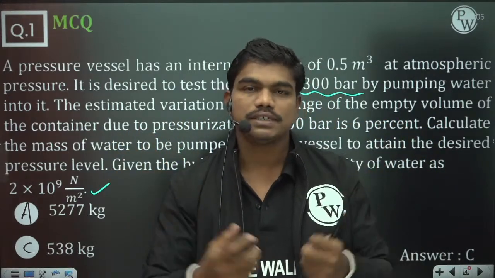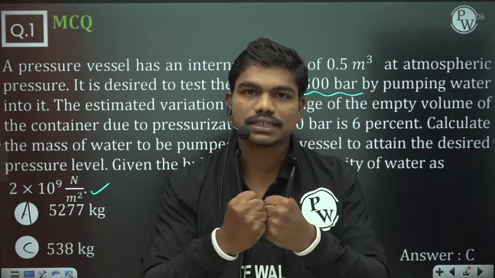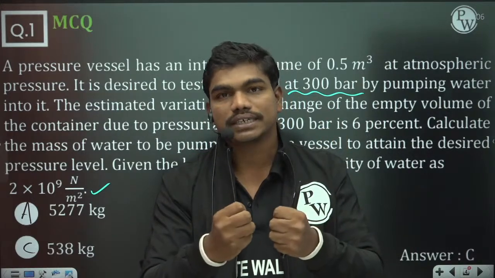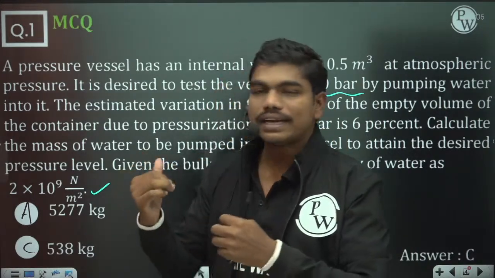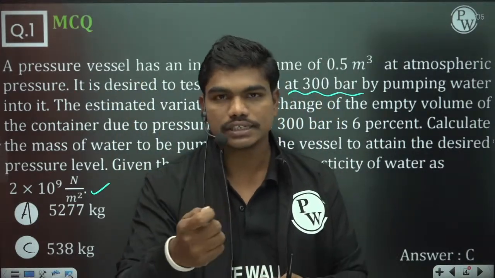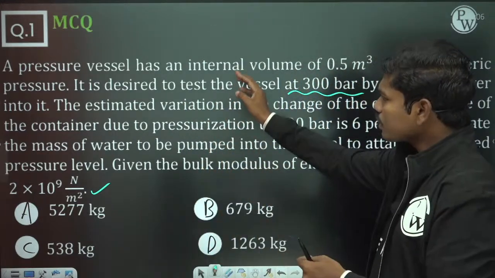So what happens in a pressure vessel normally, if you take industries like HPCL? There are certain chemical processes inside the pressure vessels, so the pressure vessel will be subjected to some high pressures. So what they are doing is testing this. Normally this test, which is explained in this question, is called a hydro test, which you generally do to check the leaks of the vessels. Okay, now if you see, there is a vessel, it has a certain volume.